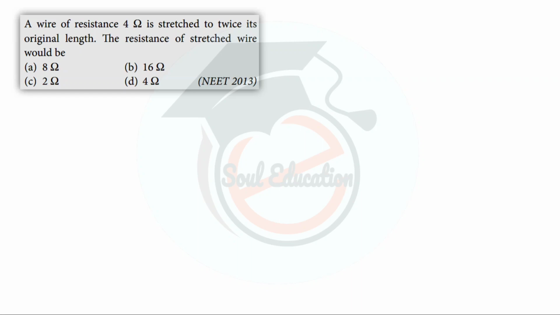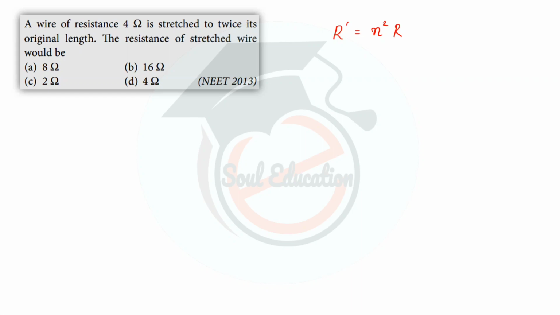Right. So now the next problem based on resistance: a wire of resistance 4 ohm is stretched to twice its original length. The resistance of the stretched wire would be? So we already know the new resistance is equal to N square into R, isn't it? We saw this formula previously. The derivation is as usual, the same derivation we did in the previous problem.